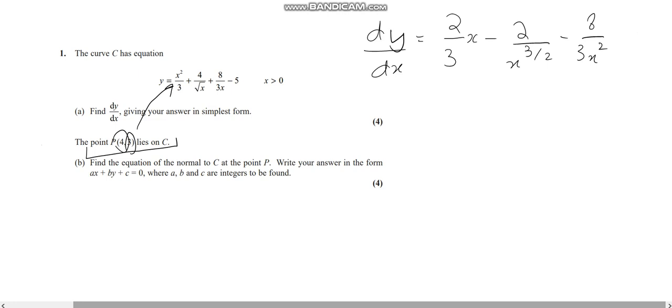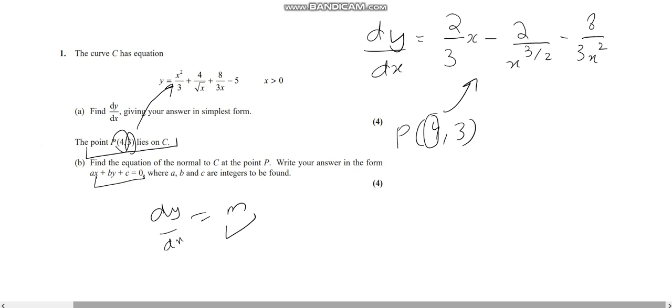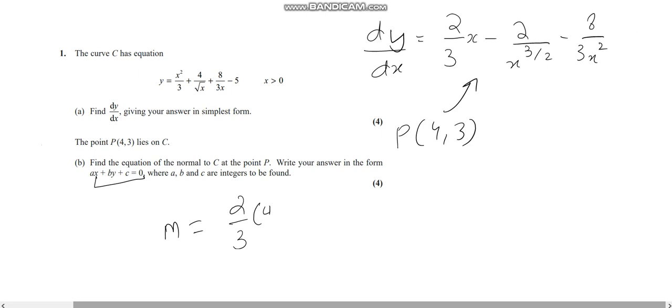So what they say is they have given the point as P (4, 3), and they're asking us to find the equation and write it in this form. So what we're going to do is plug this x value into the dy by dx form. Most of you guys may not know that dy by dx is also the gradient. It can act as the gradient of the original problem, which means that I'll be writing m as the gradient and then plugging in 4 into the gradient, which is the differential of the original problem.